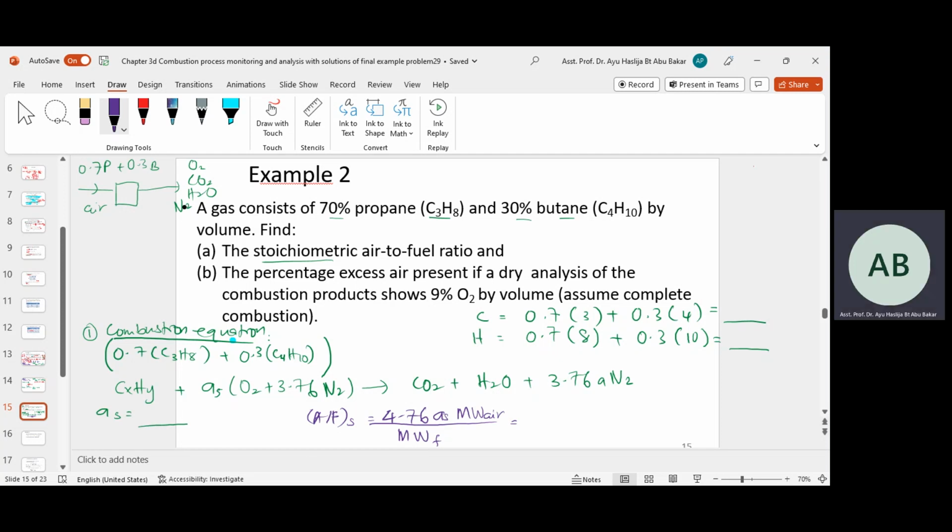Okay, what you get for AF stoic over here? 15.61. Okay, even though it is in the slide, you should try to calculate.